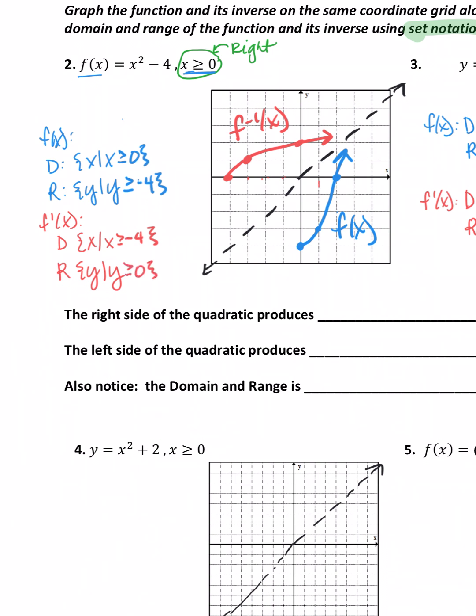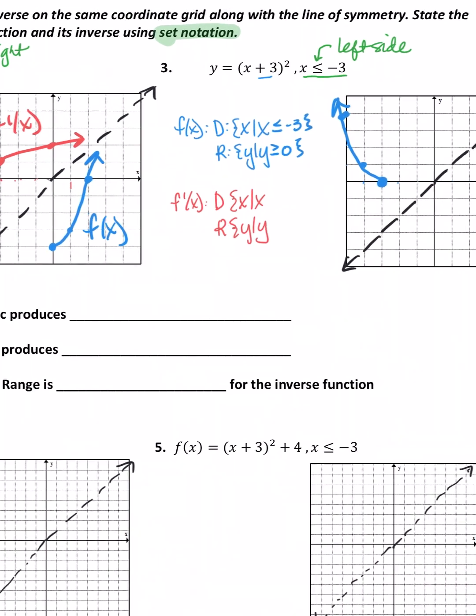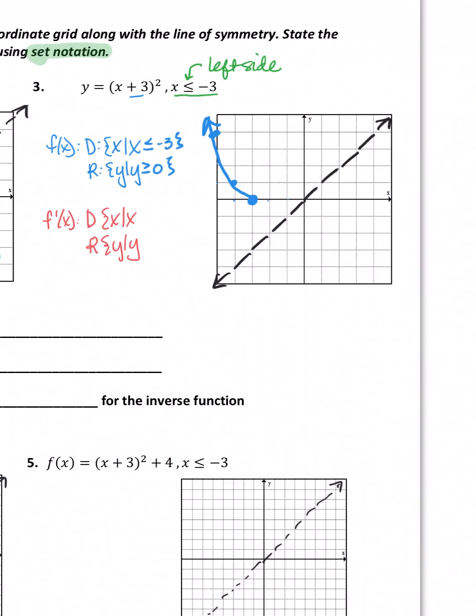Okay? Now, let's jump over to number 3 and do the inverse part of this one. So let's take it point by point. This first point was at negative 3, 0, so I'm going to switch it. I'm going to go 0, negative 3. This point over here was at negative 4, 1, so I'm going to go 1, negative 4. And this one was at negative 5, 4, so I go 4, negative 5. So my curve is doing this.